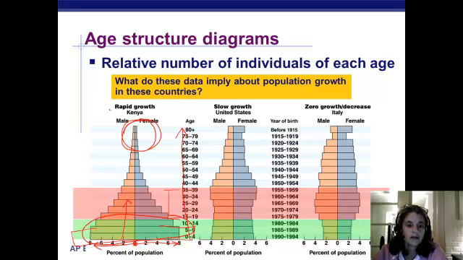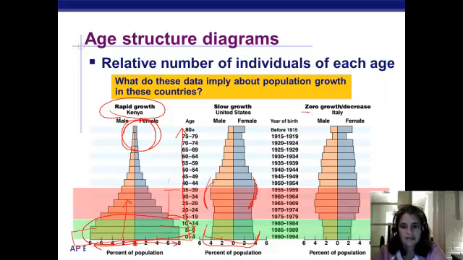So this is showing a population undergoing rapid growth. This is showing pretty stable to slow growth, where your base is pretty much as wide as your top. The base is a little bit wider, but this swollen area right here is representing the baby boom generation, after World War II, and the increase in population size.